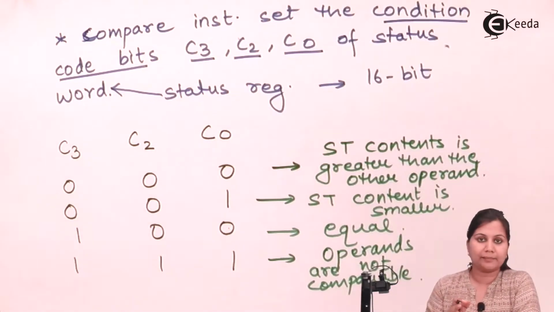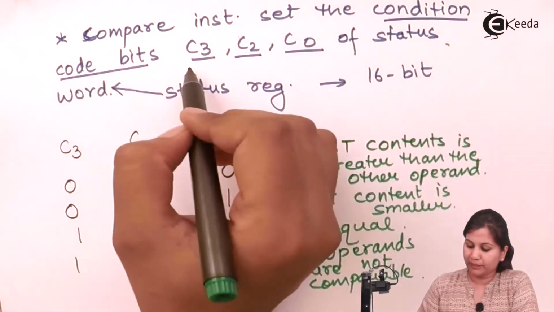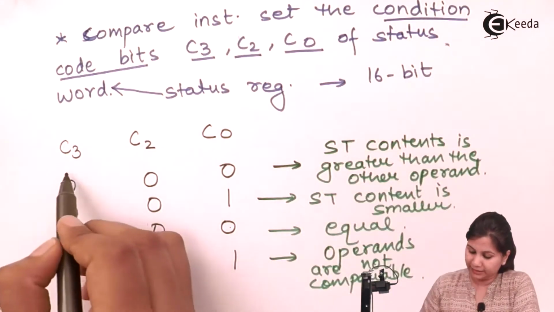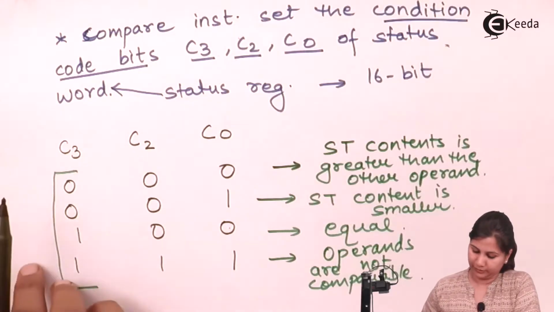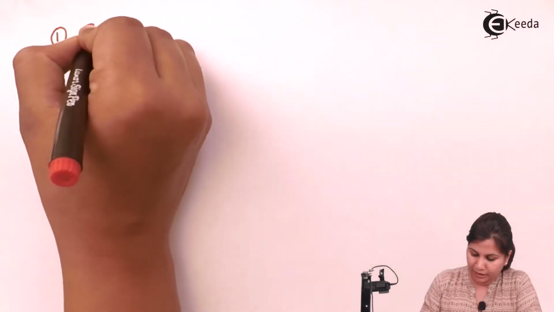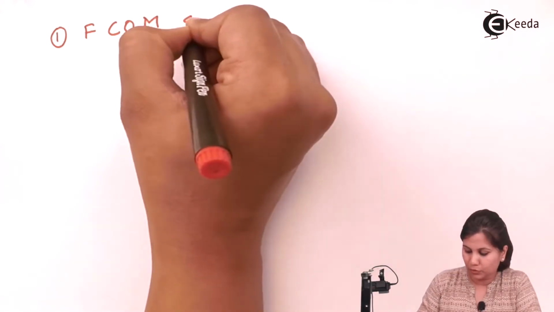After the comparison, we look at the condition code bits in the status word, and by seeing these conditions we get to know which content is greater or which is less, whether they are equal to each other, or whether the comparison could not be done. So this was an idea of how the compare instructions are executed by the 8087. Now let's study the different compare instructions present in 8087. First is FCOM source.